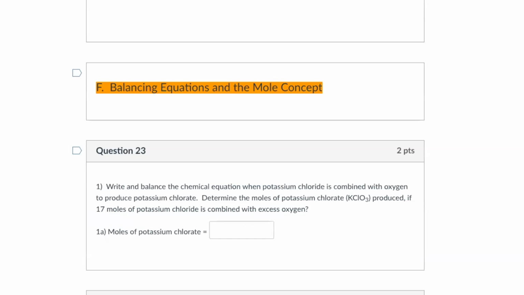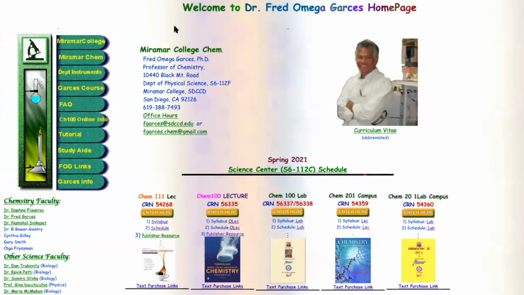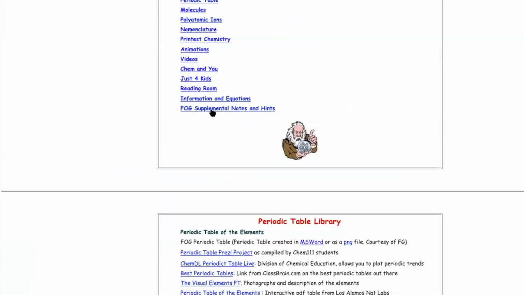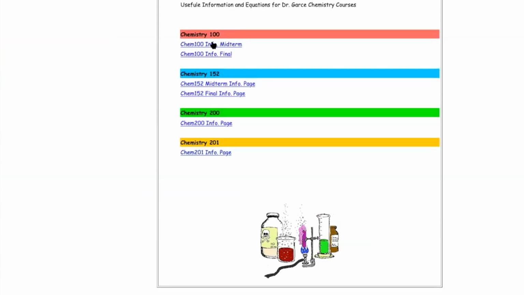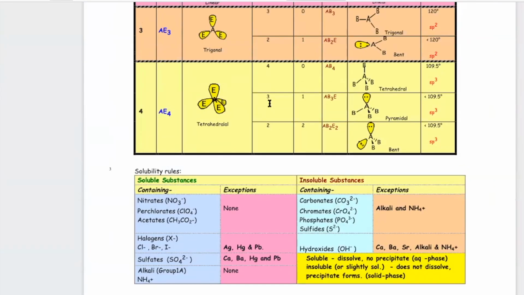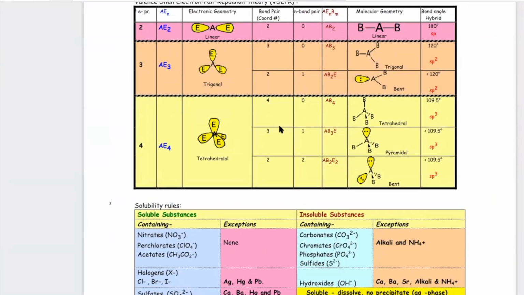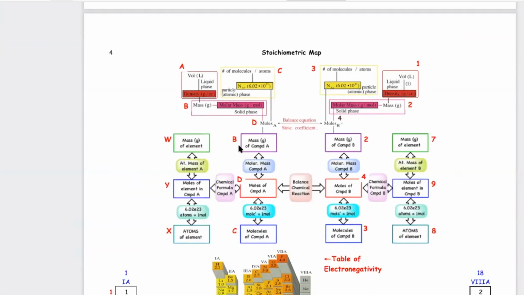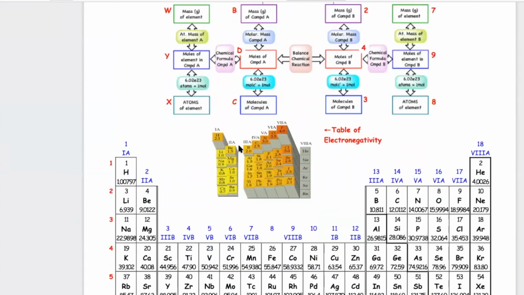Let me show you what the sequence is for that particular problem using the stoichiometry map. Go to my website, go to FOG links, go to information and equation. There's an equation page right here for your midterm. Here you have the molecular geometry. Here you have the solubility rules, but here's the stoichiometry map and the periodic table.